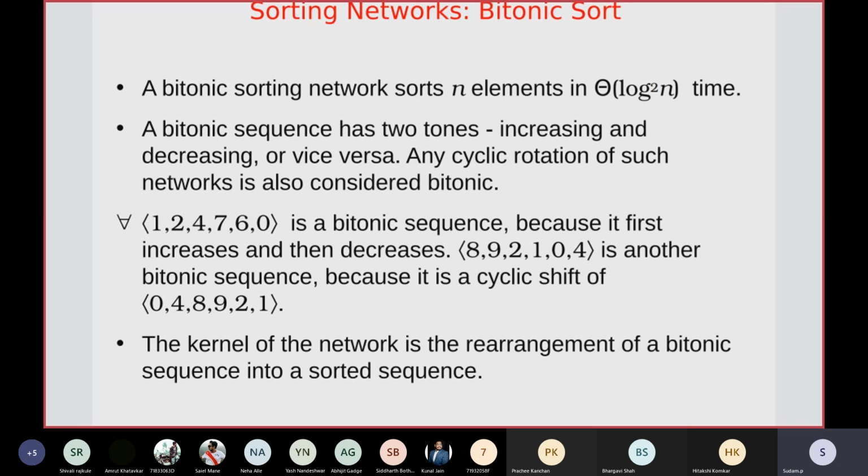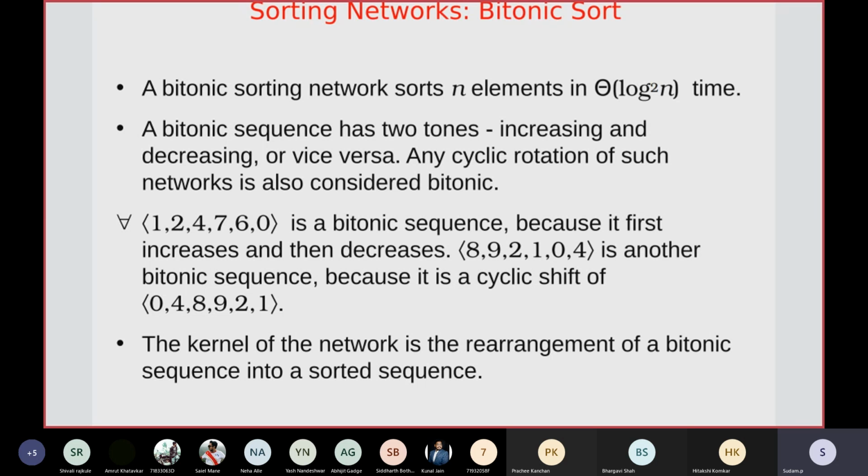An example is shown here: the list 1 2 4 7 6 0 is a Bitonic sequence. Why? Because it is initially increasing in nature and then decreasing. 1 2 4 is increasing, and 7 6 0 is decreasing, so it has both increasing and decreasing parts. That's why it is a Bitonic sequence. And the second list, 8 9 2 1 0 4, is also another Bitonic sequence in the current slide, because it is increasing and then decreasing.